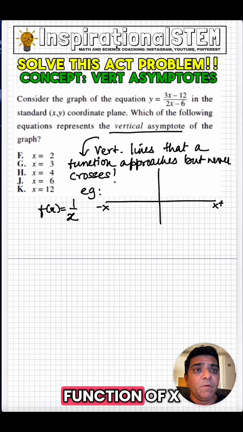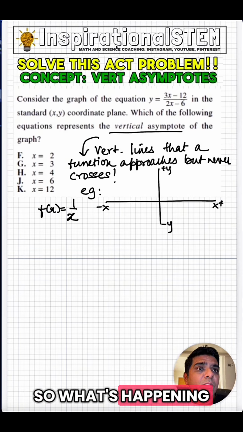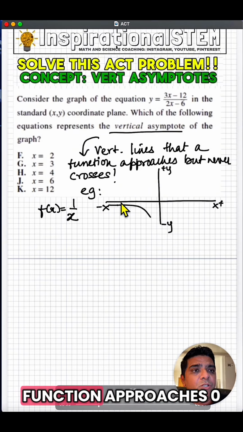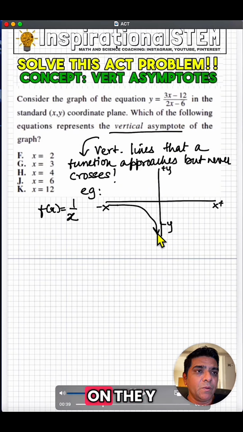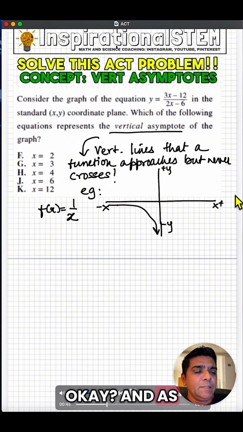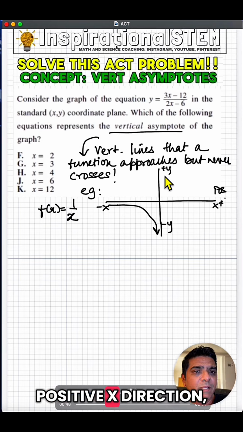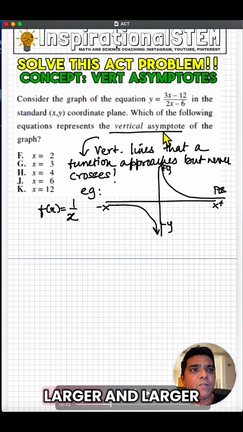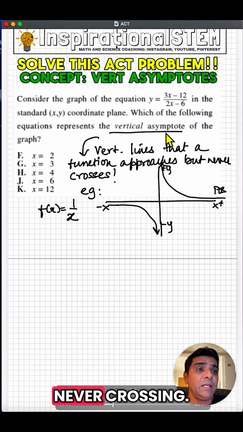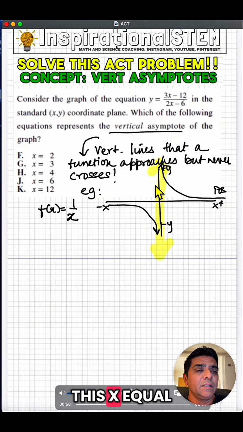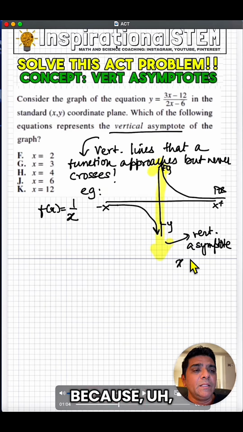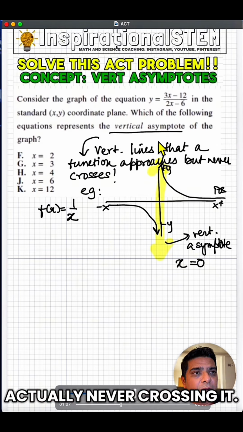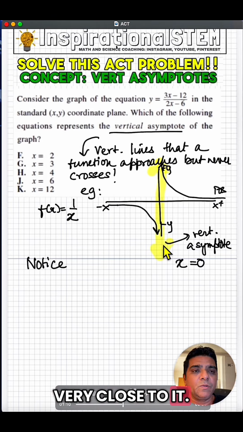So let's take a quick example. Function of x equals 1 over x. So what's happening here? As the function approaches 0 from the negative side, you see it getting larger and larger and larger in the negative y direction. And as the function approaches 0 from the positive x direction, you'll see it's getting larger and larger in the positive y direction, but it's actually never crossing x equals 0. This x equals 0 line is what's called the vertical asymptote here, because this graph is never crossing it. It's getting very, very close to it.